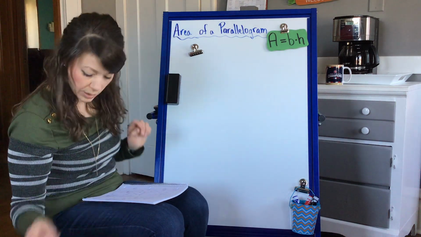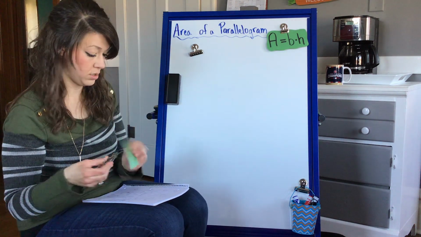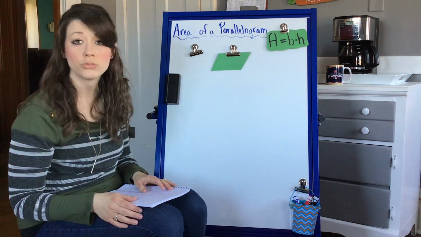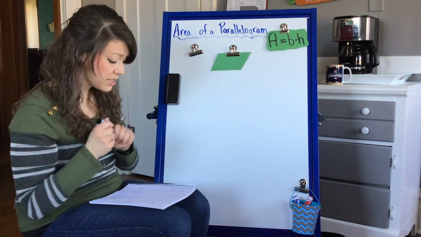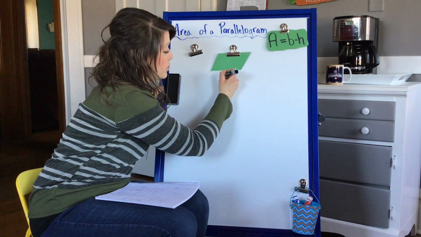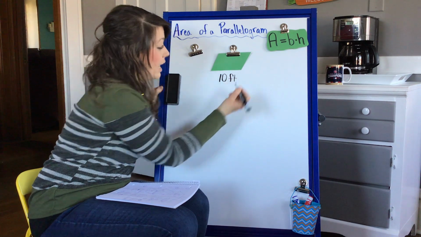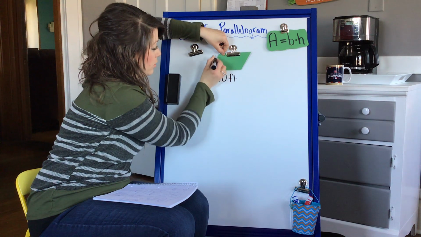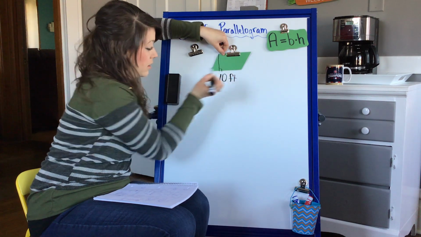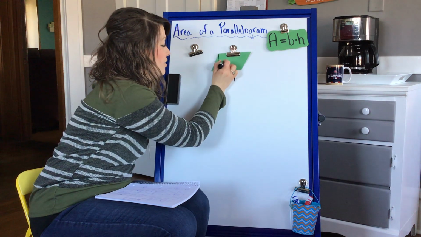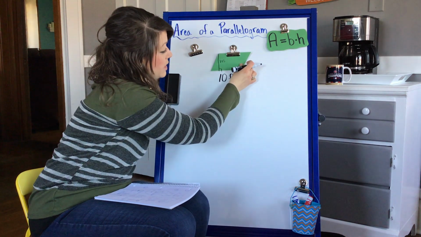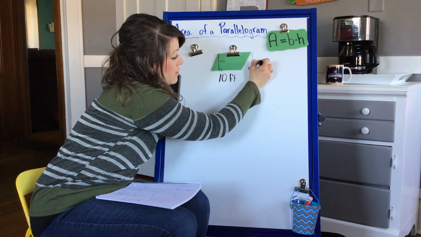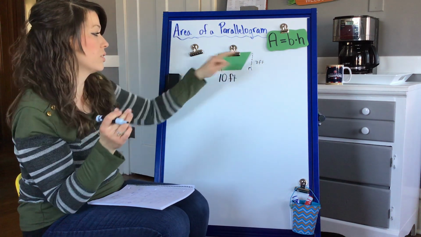Okay, so the first one that we're going to do is just a regular parallelogram. The bottom is going to be 10 feet. And the height is either going to be right here. You're going to see a height. That's one place you're going to see it, so this one would be 7 feet. You could also see it over here. If you see it there, it's still 7 feet. Either place you see it, it's still going to be 7 feet.